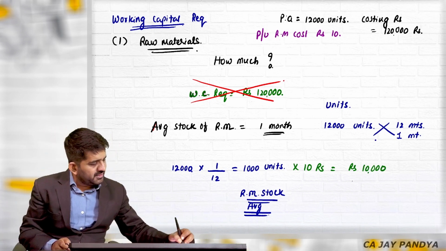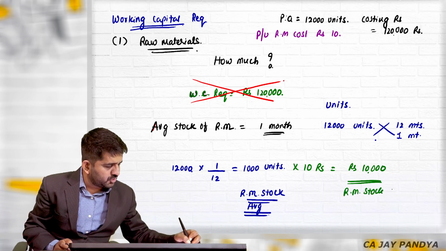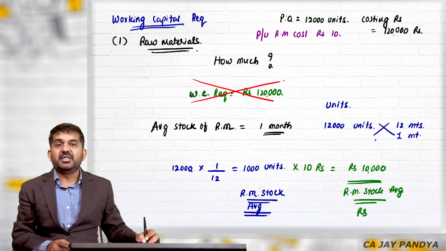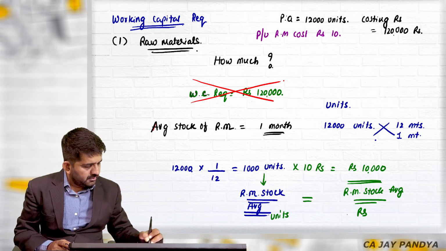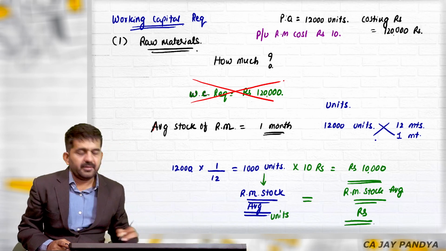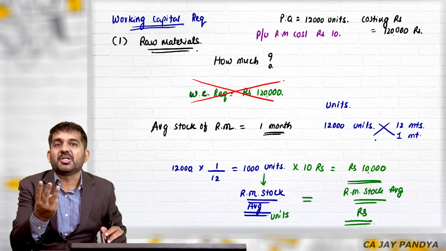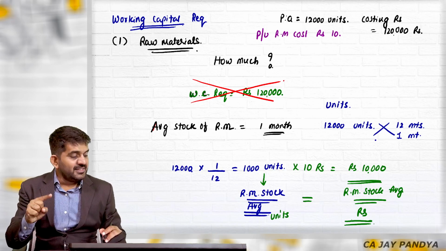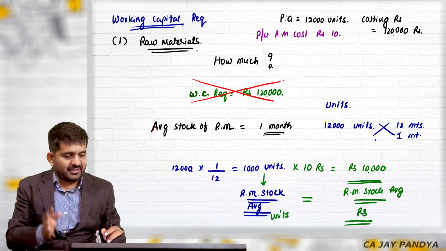Sir, what is rupees 10,000? Believe me, it is the raw material average stock. Same thing, but in rupees. It is the same as this. This is in units. This is in rupees. We have just multiplied by rupees. So three ways of saying what is my raw material stock: 1,000 units, rupees 10,000, or 1 month. All are correct answers. What is your raw material stock?